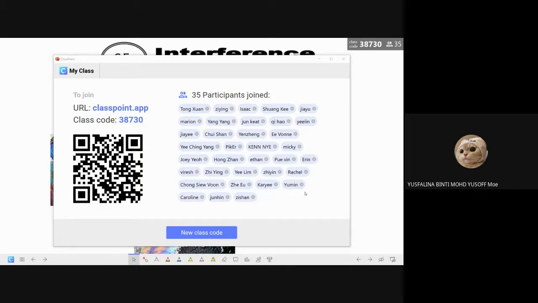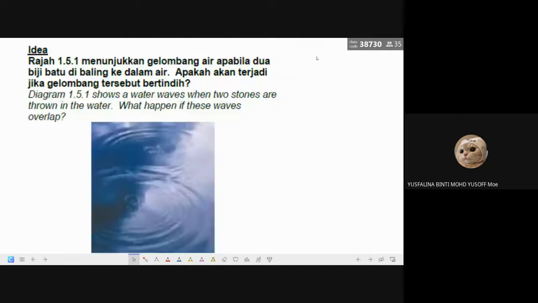Okay, thank you. All right, so today we continue on interference of wave, right? So in diagram 1.5.1, it shows a water wave when two stones are thrown in the water. If you throw one stone, it will produce one circular wave, right? But if you throw two stones, that will produce two circular waves, and some part of the waves will overlap with each other. So example like this.